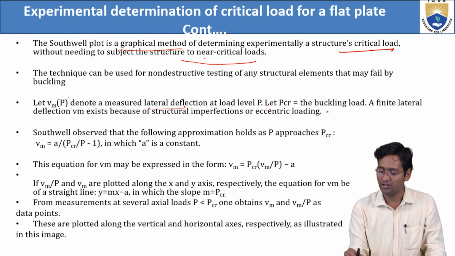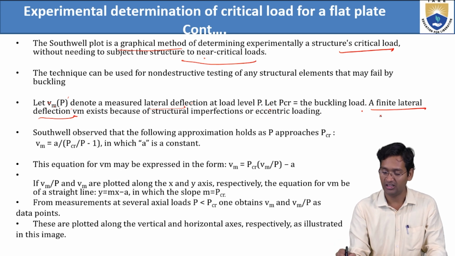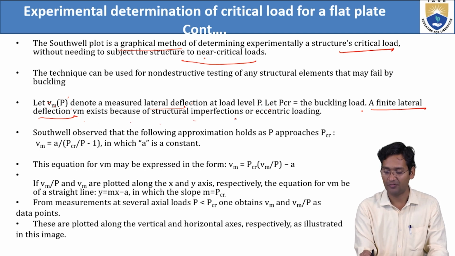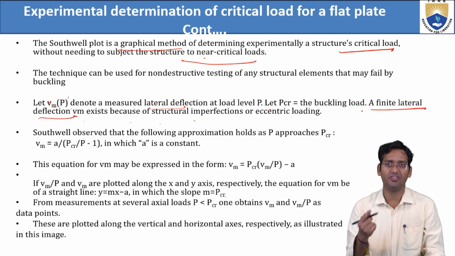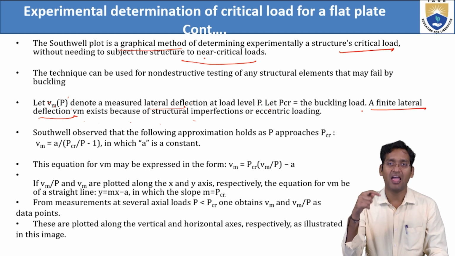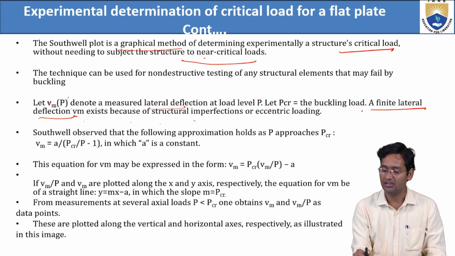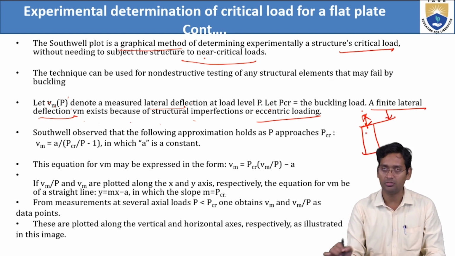So the PCR is what? The buckling load. A finite lateral deflection VM exists because of the structural imperfection or eccentric loading. So either in a structure some imperfection or defect is there, or the load is not acting at the axis of that structure, it's acting at some distance. This is the structure; instead of acting here, the load is acting here. This is called eccentric loading, and because of that it will get buckled.